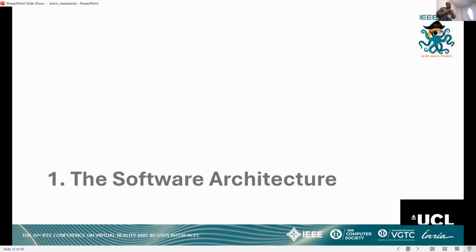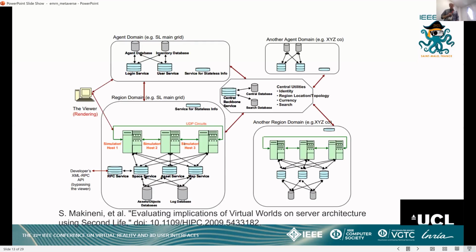So I'll talk about 3 areas, and I'll do each of these quite quickly, just to give you a flavour of what the problems are as we see it. The first is the technical architecture, and the key point to make here is just that a metaverse is made of lots of different services. This is a picture from this paper down here, which is hidden behind Piotr, which is quite an old paper that describes the architecture of Second Life.